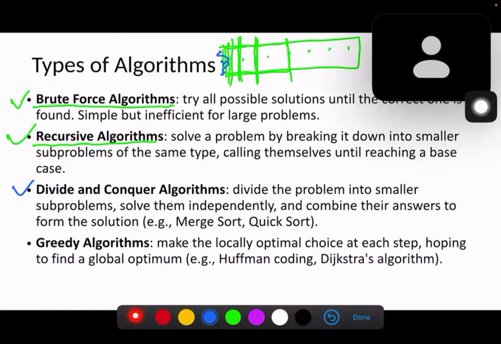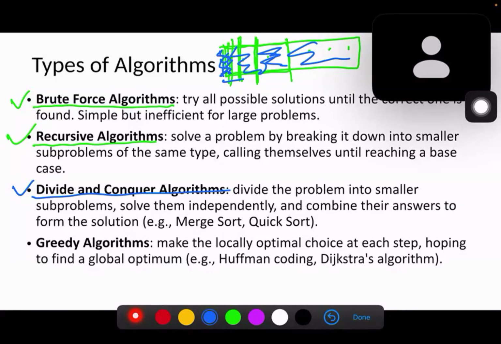Now, when you solve the small portion, it means you have solved part of the entire problem. Keep solving small portions like that and combining them until you solve the entire problem together. We call that divide and conquer.